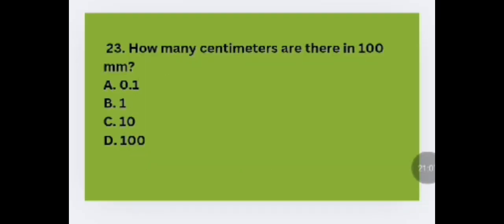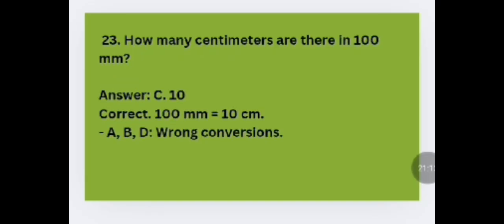Next, for item number 23. How many centimeters are there in 100 millimeters? So the answer is letter C, 10, because 100 millimeters is equal to 10 centimeters. Why? Because 1 centimeter is equal to 10 millimeters. And then since you have 100 millimeters, you just divide it by 10. So the answer is 10 centimeters.